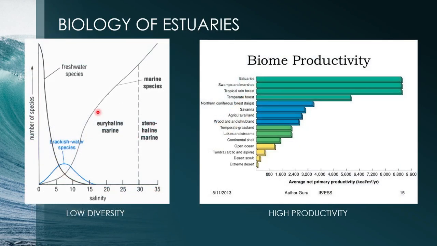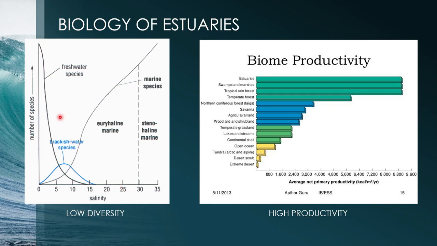So let's talk about the biology of estuaries. Two key concepts about the biology of estuaries are that estuaries tend to have low diversity, but they tend to have high productivity. Not a lot of species can live there, but the species that do live there live in very, very high numbers. There's a lot of biomass, there's a lot of primary productivity, so a very, very rich food chain.